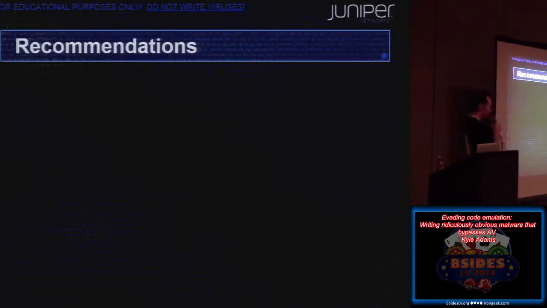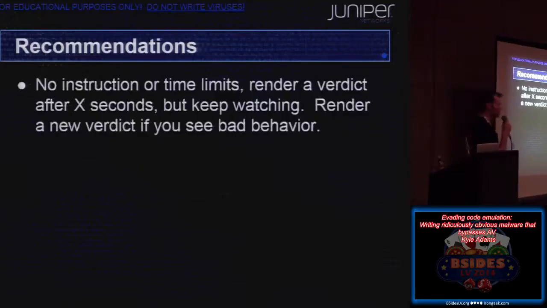So I want to go through some recommendations for how we could potentially improve AV so that these techniques don't work, or at least we disrupt them and make them a little bit harder. So the first one is don't have an instruction limit. That's actually insane. I get that you have to return a verdict within half a second, but you can keep scanning. Users want to know after they've run a virus. So there's no reason to hide that information from the user.